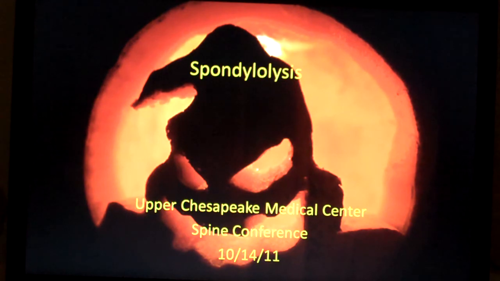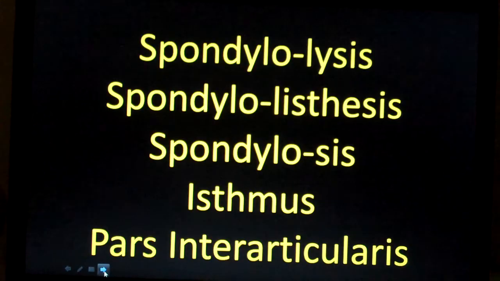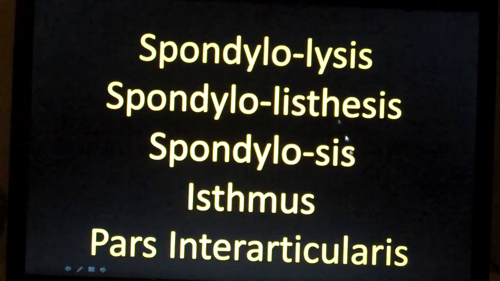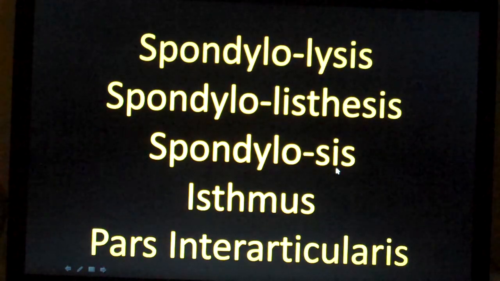It's clouded with all these terms, and I never use these terms anymore, other than when I dictate the final diagnosis, because they get mixed up. Spondylo means spine, so all these words have to do with the spine. Lysis means destruction, listhesis means sliding, spondylosis just means degeneration.